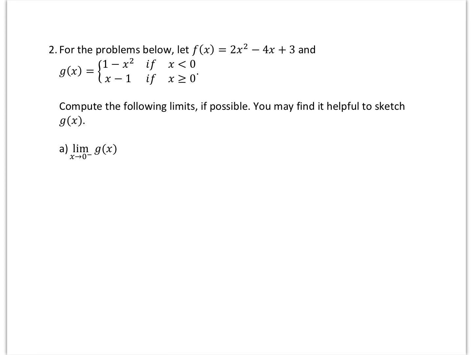For the problems below, we're going to let f of x be this quadratic function, 2x squared minus 4x plus 3, and g of x be this piecewise function that's 1 minus x squared if x is less than 0, and x minus 1 if x is greater than or equal to 0. Compute the following limits, if possible. You may find it helpful to sketch g of x. So let's go ahead and sketch g of x together before we try to answer any questions.